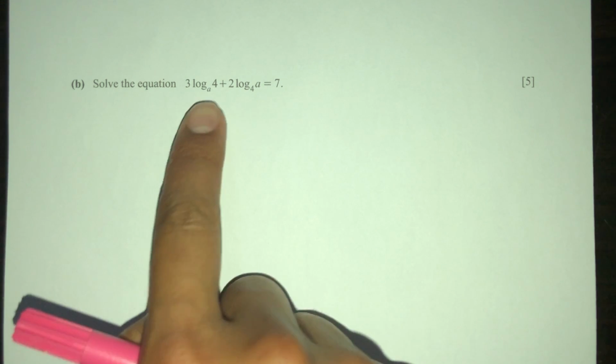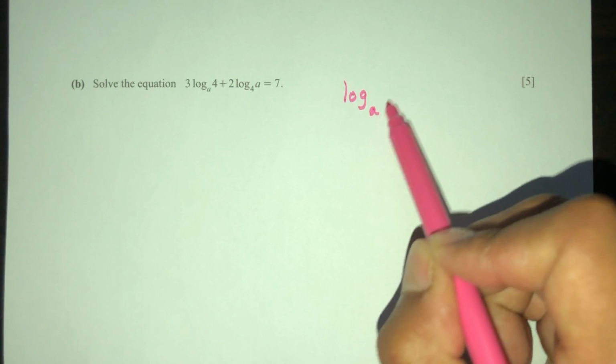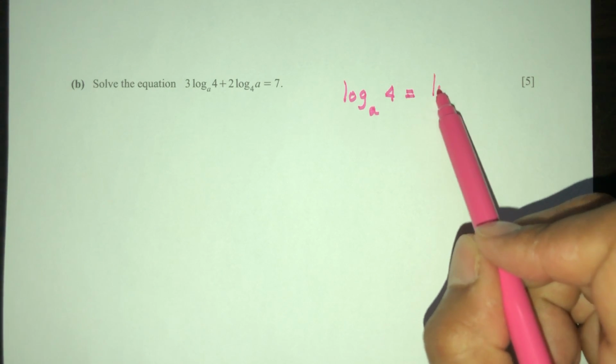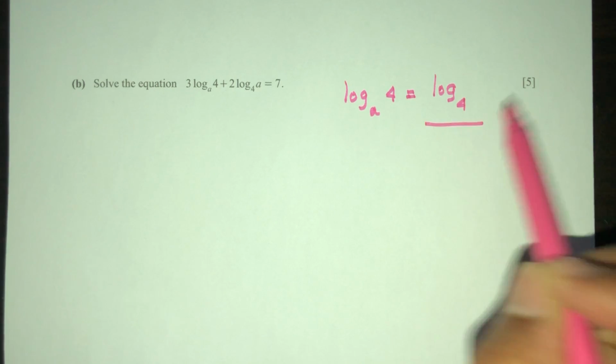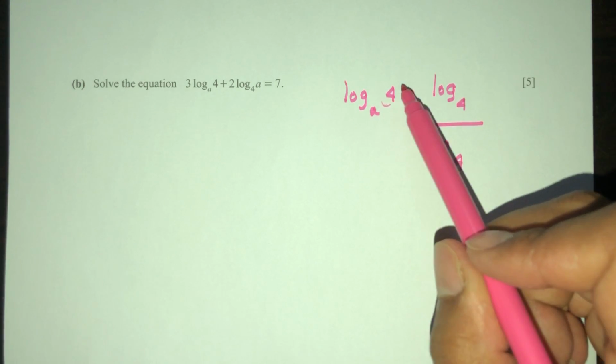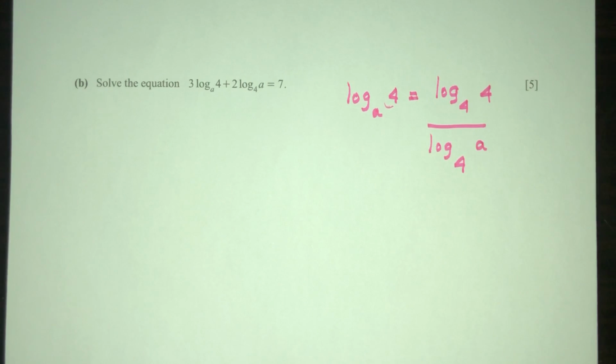Now for part B, we have to solve this equation. Let's try to solve. So the first thing we realize here is that we have two different bases. We have base a here and base 4. So our mission right now is to change the base to make it become the same. For example, I can change this one, log base a of 4, to base 4. To do this is very easy as well, we can just write log base 4 over log base 4. Now the one here will take in the top value, and the one here will take in the bottom value. So this is equal to this thing right here.